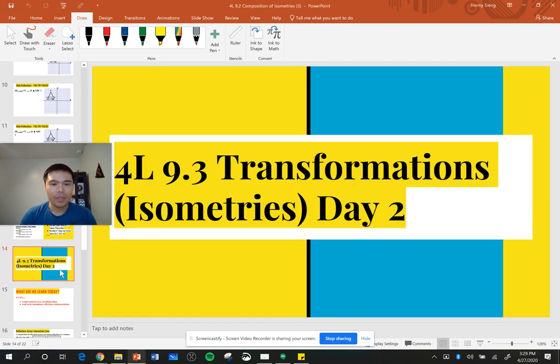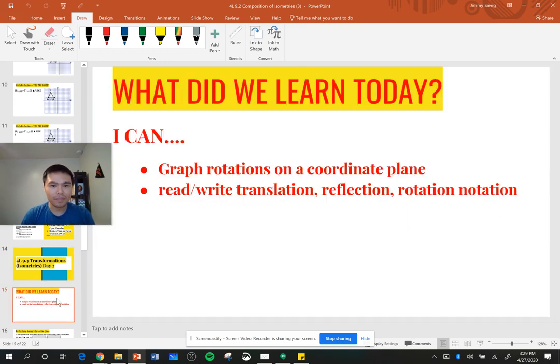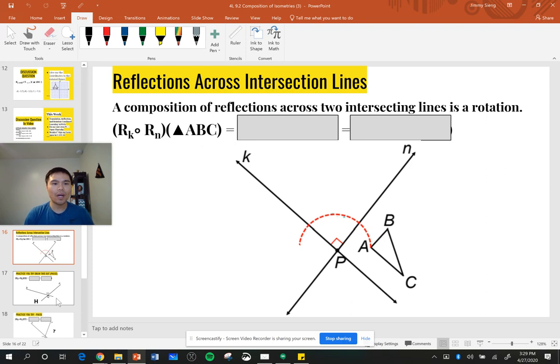Okay, so again, we're doing isometries day 2, the transformations. Remember, we learned 4 different types. If I remember right, reflections, translations, rotations, and it's like reflection glide or something like that, right? So let's go ahead and try a problem out.